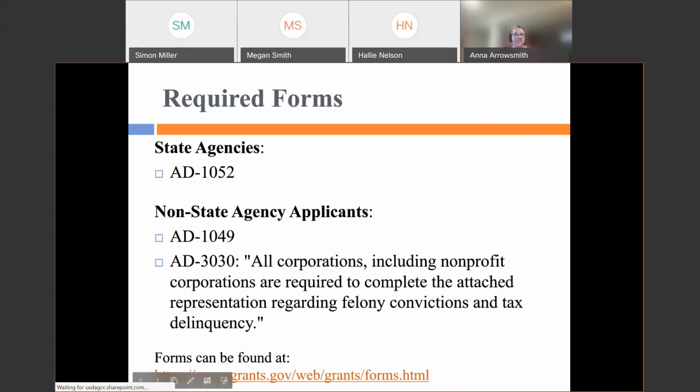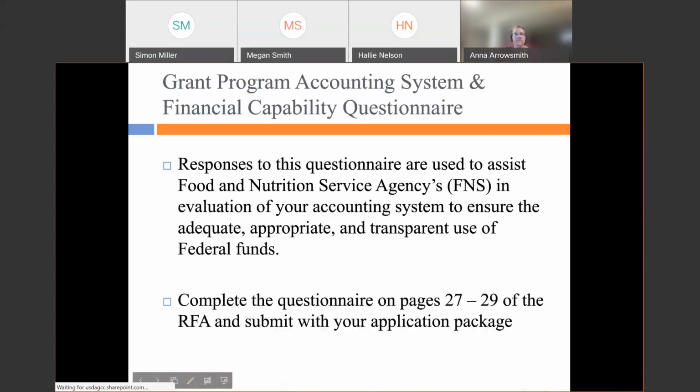And then, in addition to the required forms on the previous slide, state agencies are required to complete the AD 1052, which certifies that yours is a drug-free workplace. And then for non-state agency applicants, the AD 1049 is another version of the drug-free workplace form. The AD 3030, if you are a corporation, including nonprofit corporations, you'll need to complete the AD 3030. These forms are all in the application package on grants.gov, and they're also at the link at the bottom of this slide.